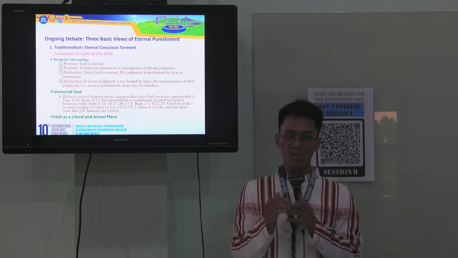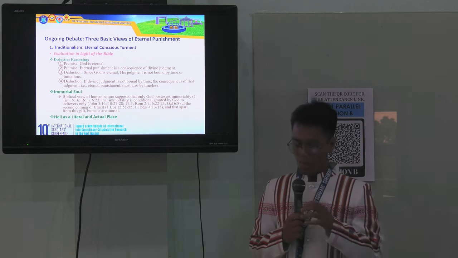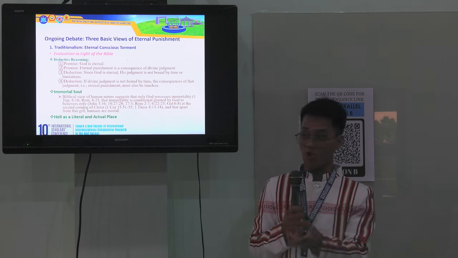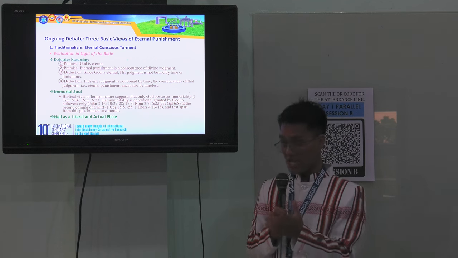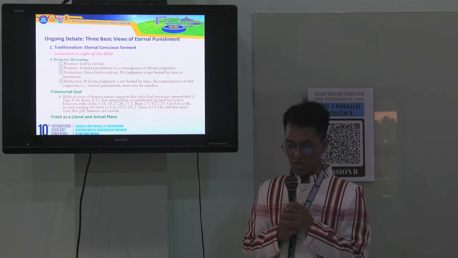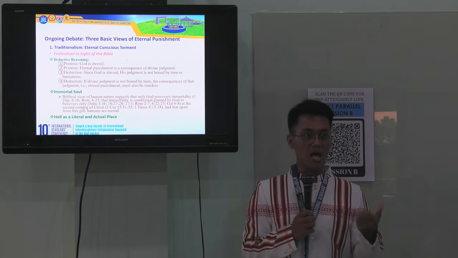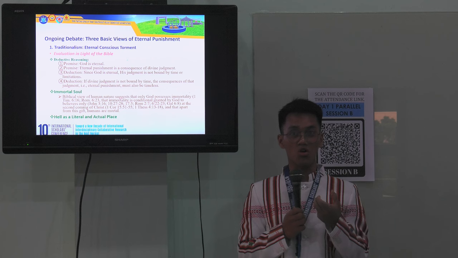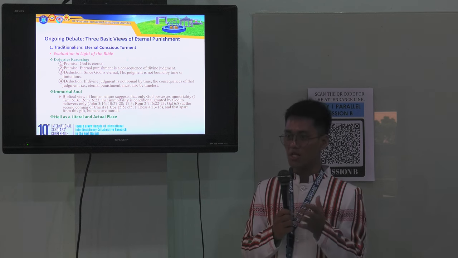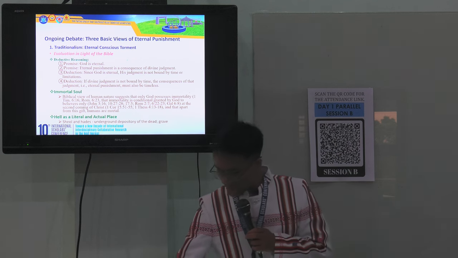However, a careful examination of these terms suggests otherwise. It suggests that both these terms actually refer to the grave or the realm of the dead, a state of unconsciousness until the resurrection. So the traditionalist understanding of eternal punishment as conscious torment in hell is not supported by the teaching of the Bible. Now let us turn to the next viewpoint.